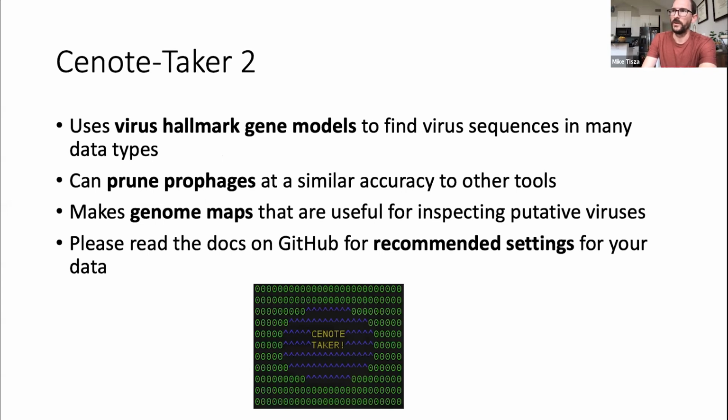Cenote-Taker2 uses virus hallmark gene models to find virus sequences in many data types, and can prune prophage as well. It makes nice genome maps that you can inspect, and it also facilitates submission to GenBank. Please, though, I would hope that everyone reads the docs on GitHub for the recommended settings for your data type so that you get the best results.